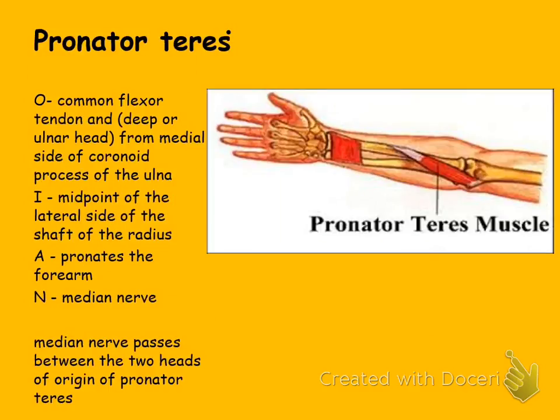Pronator teres. This one pronates the hand. It turns it just the opposite of the supinator. Originates on the common flexor tendon, and it inserts then on the midpoint, the lateral side of the radius, the shaft of the radius. Pronates the arm.